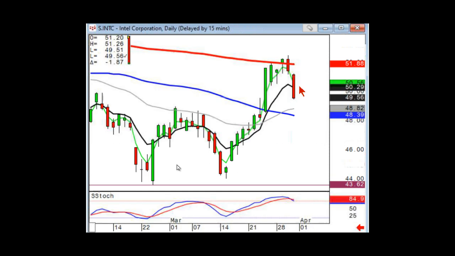Intel. Bearish hanging man confirmation. Gap down. First target now is likely back to the 50.